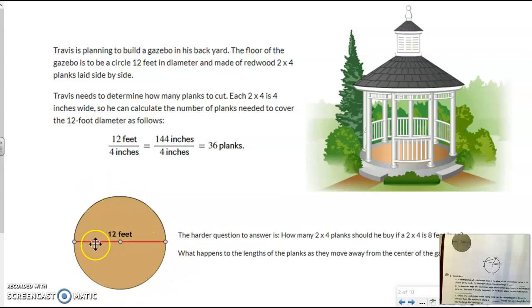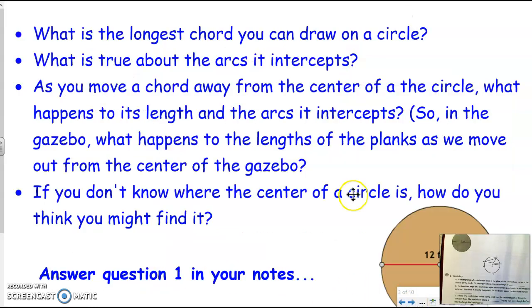So today we're going to talk about chords, and that's what this segment represents. That segment is the diameter, which is the longest chord in a circle. The arc that it intercepts is a semicircle. So here is your picture of this circle with this chord. Again, a diameter is a chord, and it intersects the semicircle, so it cuts the circle in half.